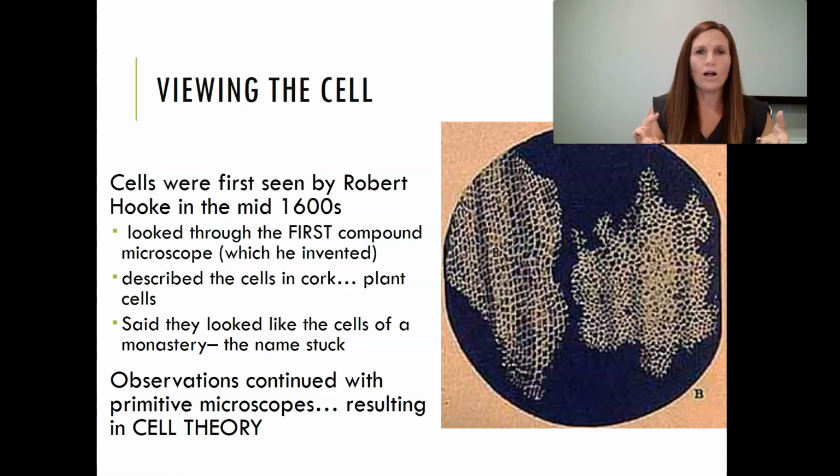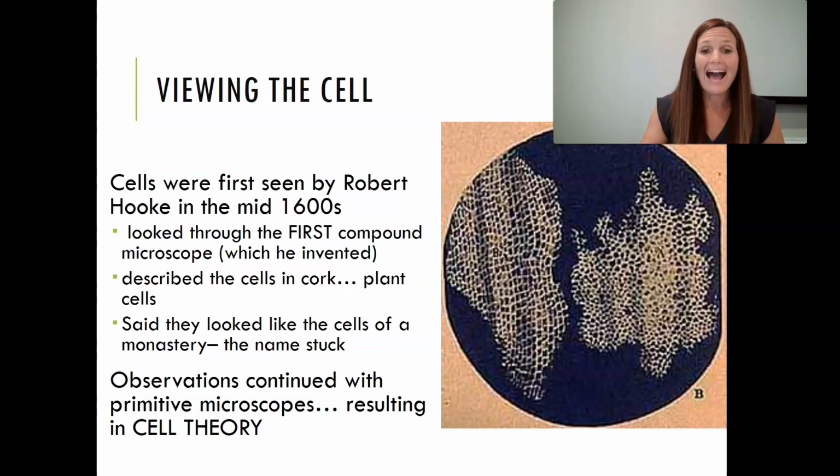We're going to talk about the cell wall later and the fact that plants have cell walls, but we're looking at these little cell walls, and so they look like the little rooms in a monastery. If you go to a monastery, the monks live in these very small, repetitive rooms. And so he thought they looked like the cells of a monastery, and that's how he named them.